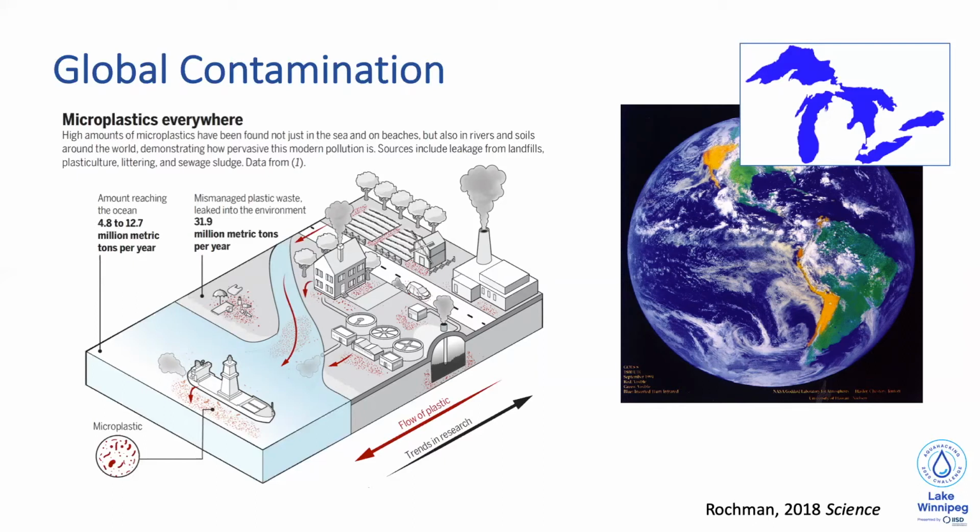The sources of microplastics into the environment are also incredibly diverse. We think that about 80 to 90% of all of the plastic in aquatic ecosystems comes from land. This includes litter on the side of the road. It also includes treated wastewater effluent, agricultural runoff, and stormwater runoff.